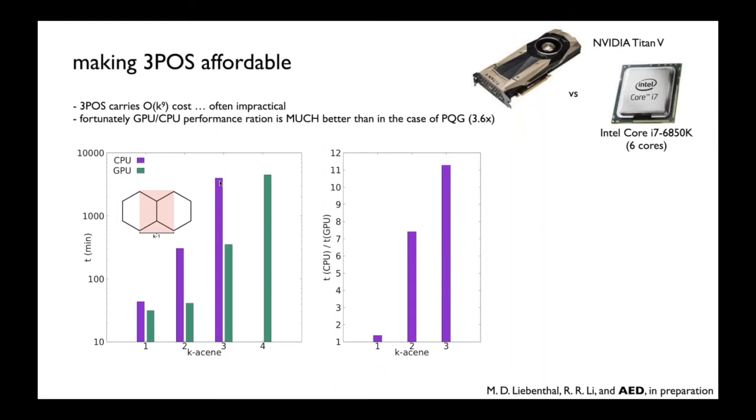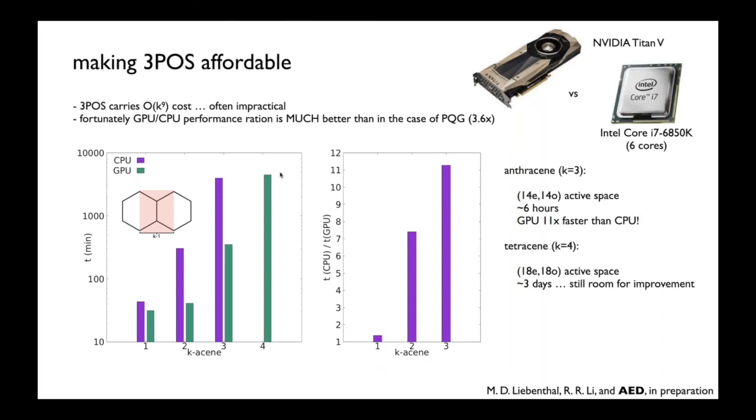But by the time you get out to anthracene, 3-acene, the GPU code is significantly more efficient than the CPU code. It's a factor of 7.5 times faster. I'm sorry, a factor of 11 times faster. And then out at tetracene, I should put up this information here. This anthracene case is a 14,14 active space, and the GPU code takes about 6 hours to do that calculation. It's 11 times faster than the CPU. If I go out to tetracene, I could do this calculation on a CPU, but it would probably take a month. It's an 18,18 active space and it takes about 3 days on the GPU.